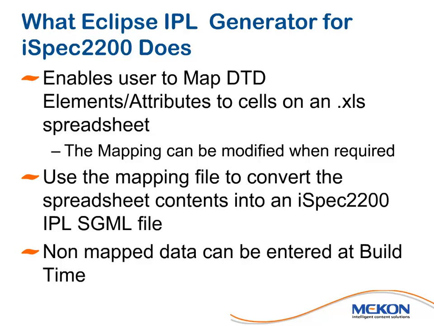After you've done the mapping, you then use the mapping file to convert the spreadsheet contents into an IPL SGML file. It does this by locating the data that you've mapped and bringing that into the actual XML or SGML file. If you haven't mapped a piece of the data, you can actually enter that at build time if you like.